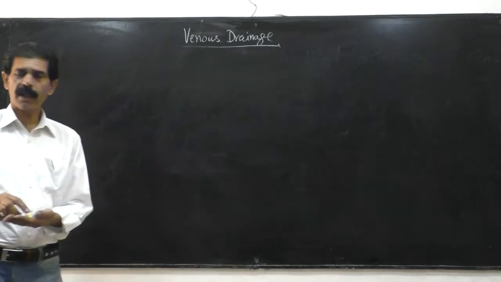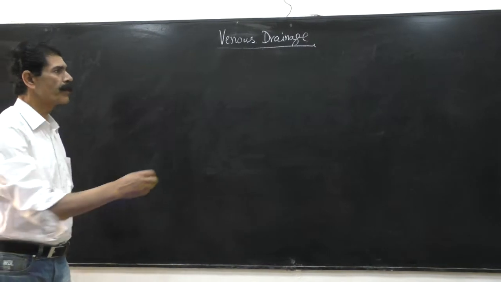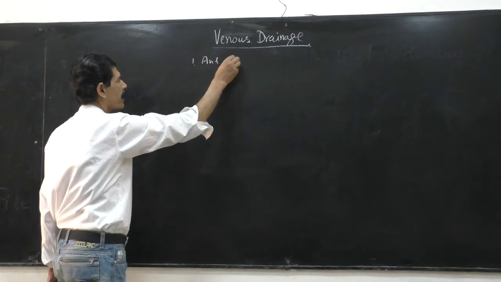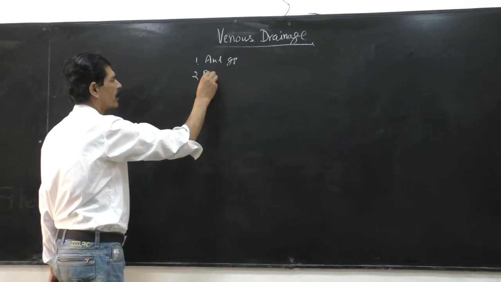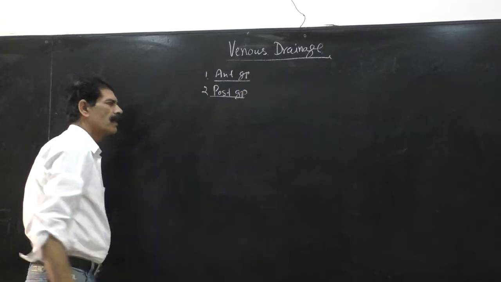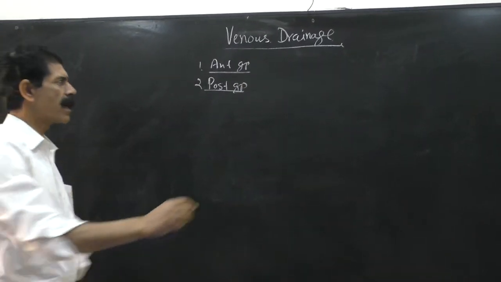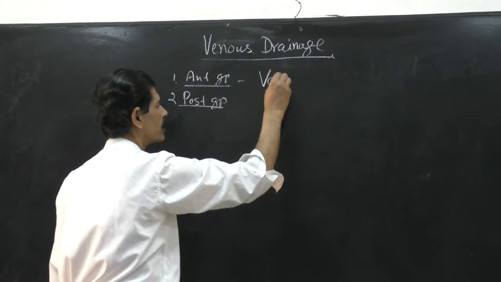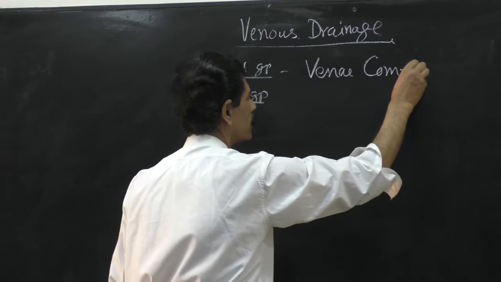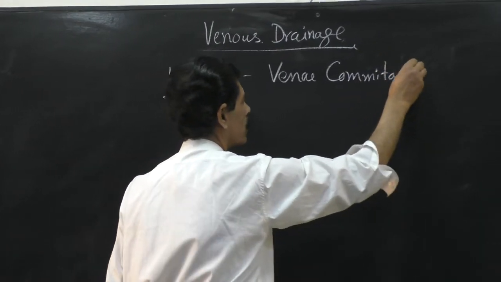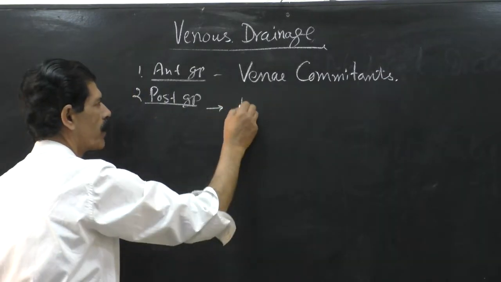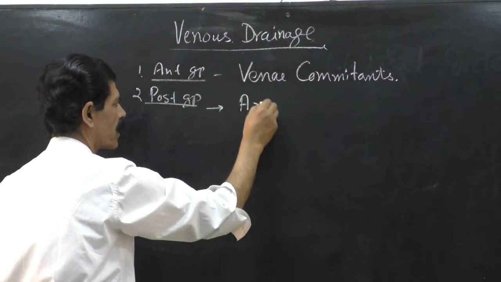So the veins of the thorax have two groups. One is called the anterior group and another is the posterior group. The anterior group is called the vena comitantes, and the posterior group is called the azygos venous system.